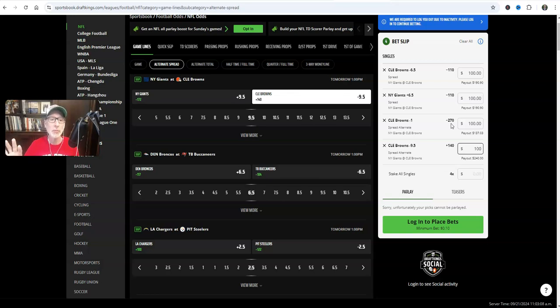So for some of you online sports bettors that have not heard about the alternate spread, maybe think about changing the spreads and giving yourself a higher probability win with the trade-off of collecting less money if you do win. So that's that. I hope that's been interesting.